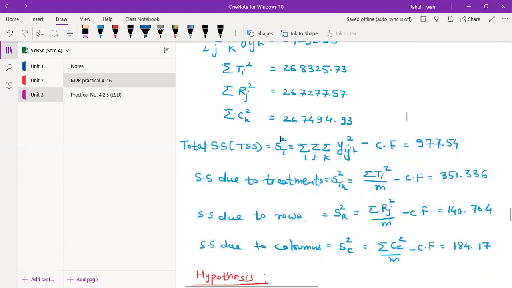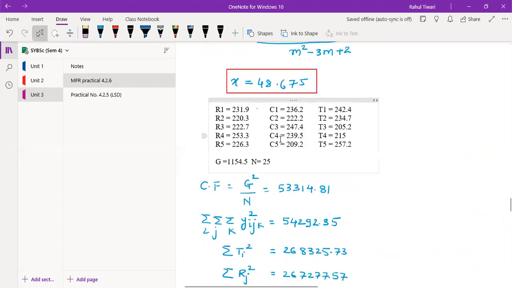So now you need to obtain these values. If you have calculated, let me know what these values are. Anyone? First, I will say row total. Anybody got it? You know how to find the row total, right?